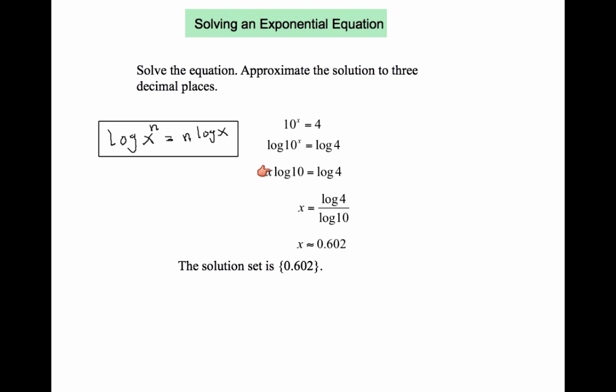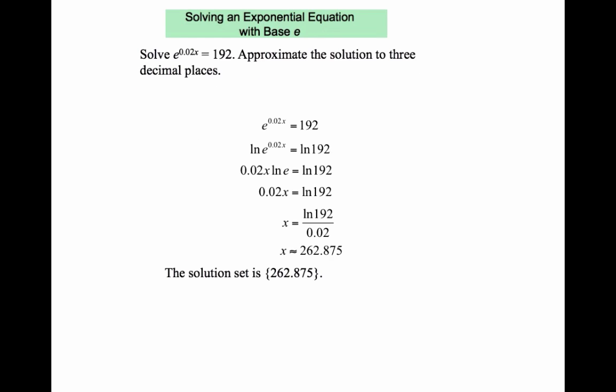We want to isolate x. We're solving for x. So x must be equal to, if I divide both sides of the equation by log of 10, log of 4 over log of 10. Here I can use my calculator and we can find x is about 0.602. So the solution is 0.602.